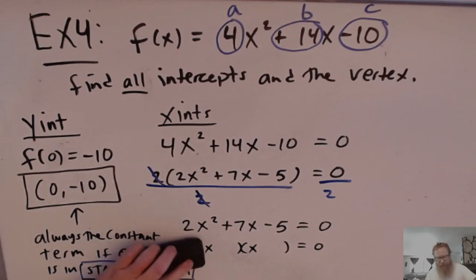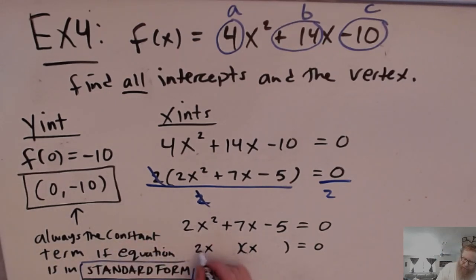All right, so I'm trying factoring. So I've got 2x times 1x. That gives me 2x squared. And then I've got 5 and 1. That gives me 5, negative 5. But then I also have to get a positive 7. So look what happens. If I make both of these positive, 5 and 2 make 7. 5x and 2x make 7x. So that works out, but you don't get negative 5.